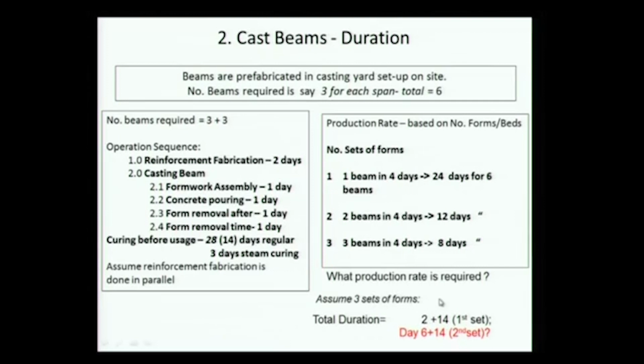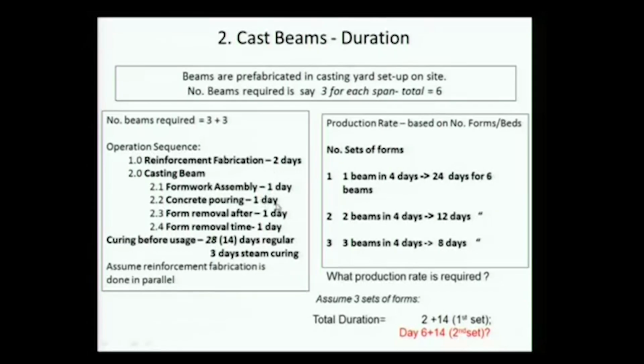Can you convince yourself, or can you tell me if this is okay, or what have I done here? What is shown below? What is the duration? How do I calculate the duration? What is 2 plus 14? 14 days for curing. What is 2? Formwork assembly and concrete pour. Why am I not taking 4 days plus 14? No, because formwork removal and all is later.